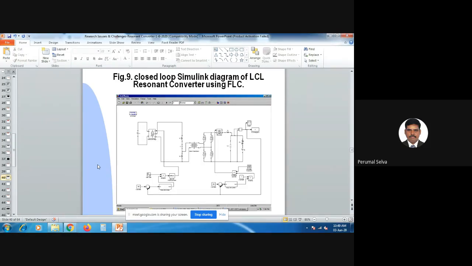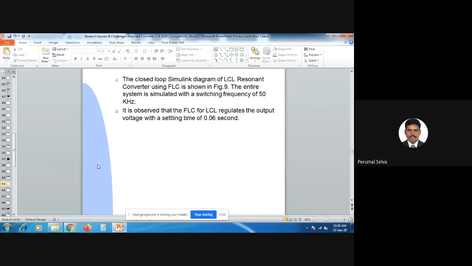In the previous case, we used a PI controller based LCL resonant converter. The settling time is 0.1 millisecond. If we use a fuzzy logic controller based LCL resonant converter, the output voltage settles within 0.06 millisecond. Next slide.